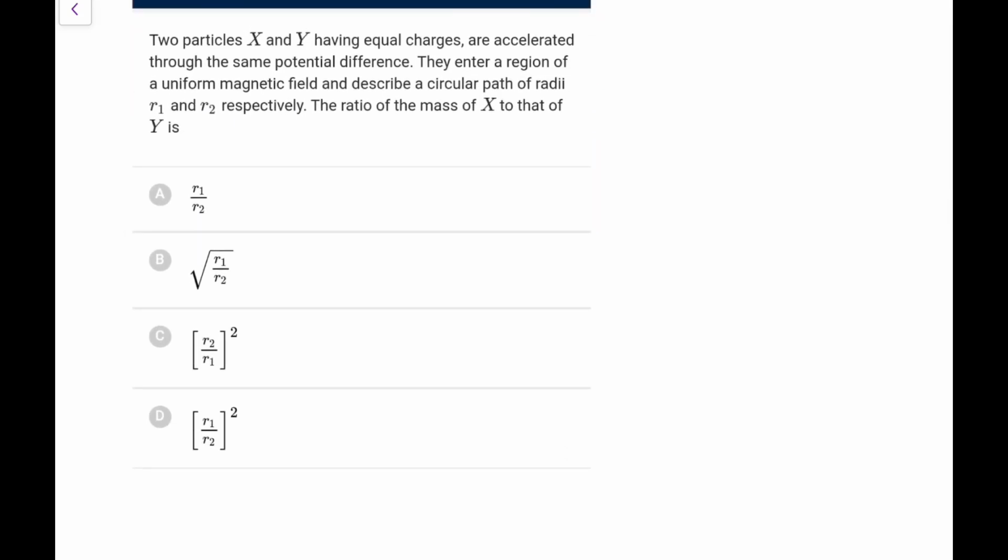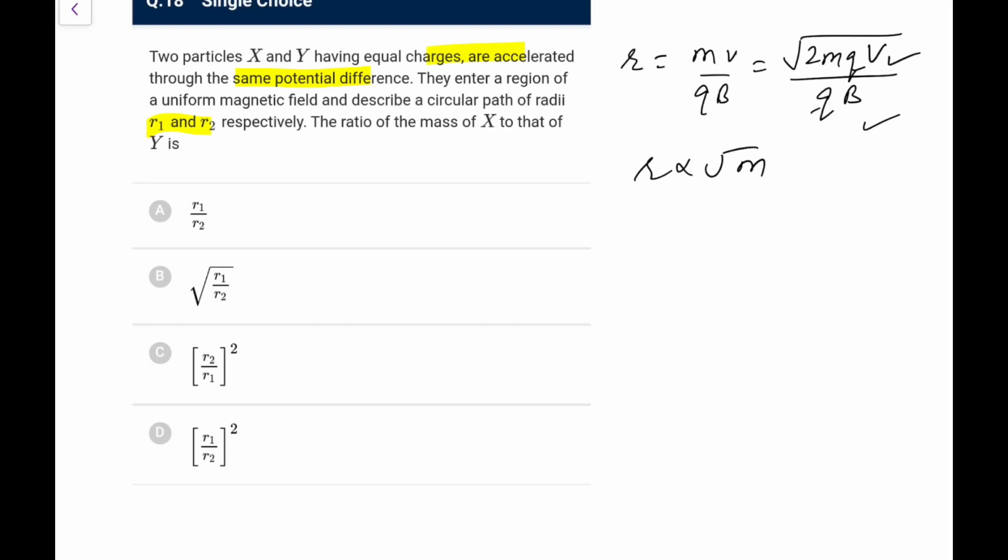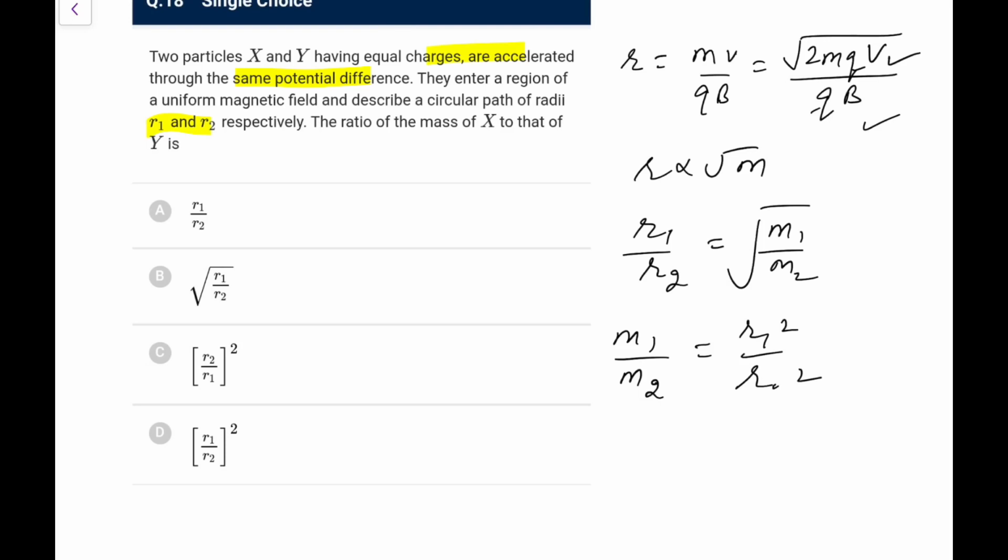Two particles X and Y have equal charges and are accelerated through the same potential. They enter the region of field and describe paths of radius r1, r2. The ratio of their masses is. So r is mv by qB, and mv you can write as root 2mK, that you write as root 2mqV by qB. So potential is same, B is same, and they have the same charge also, so radius is proportional to root m. So r1 by r2 is going to be root of m1 by m2, so the ratio m1 by m2 would be r1 square by r2 square. Go for the option D here.